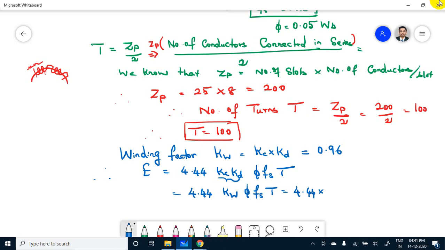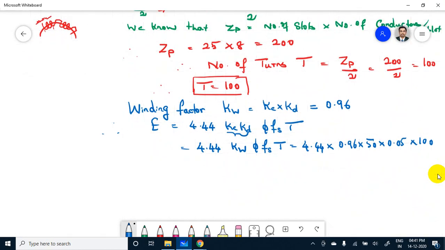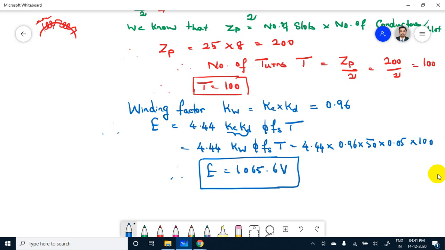Now substitute all the parameters. 4.44 into Kw, 0.96, into frequency 50, into flux 0.05, number of turns 100. Can anyone give me the answer? How much now? 1065.6. Therefore E equal to 1065.6 volt. This is the EMF generated of your alternator. Okay, EMF generated of alternator.